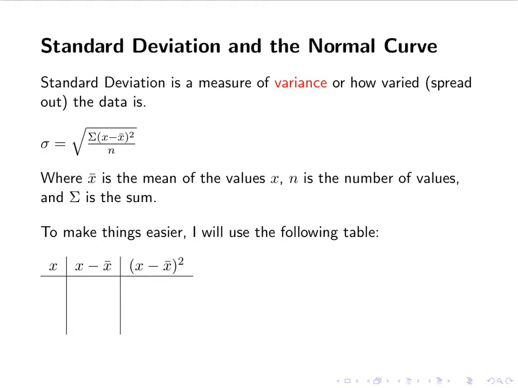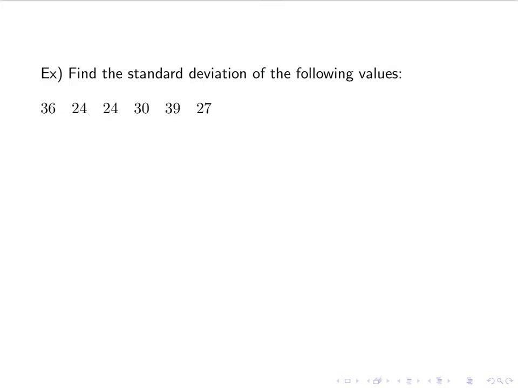What I do, which I think makes things a lot easier, is I use the following table. My first column is going to be my x's or my values. The next column is going to be the difference in my values and the mean. And then the third column is going to be those guys squared. I'm going to add up each column as I go along, and we'll see how this makes our calculation of the standard deviation a lot easier. So we'll do it with an example. Find the standard deviation of the following values: 36, 24, 24, 30, 39, 27.